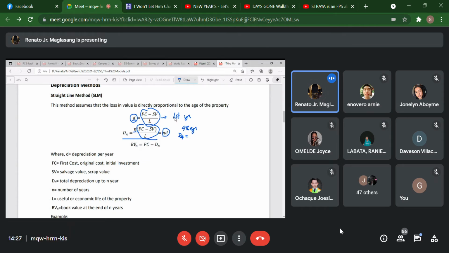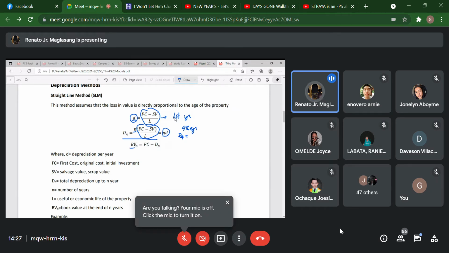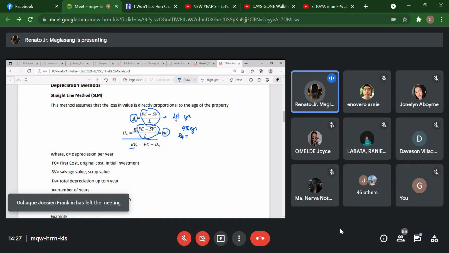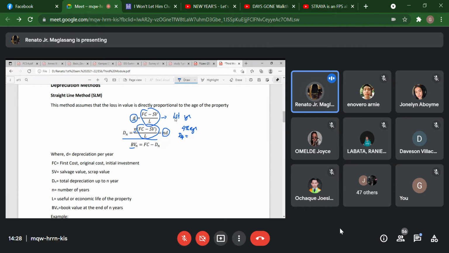And the book value, BV sub n, is equal to the first cost minus D sub n. So this book value is the value of the property at the end of the nth year. For example, if the first cost is 1 million, then let's say the depreciation cost is 100,000 per year.